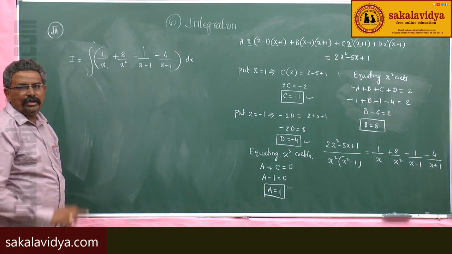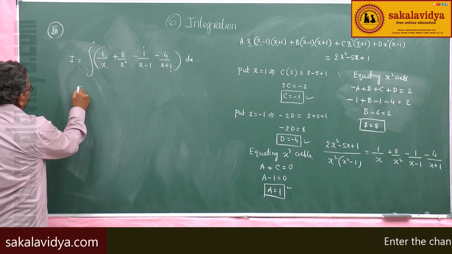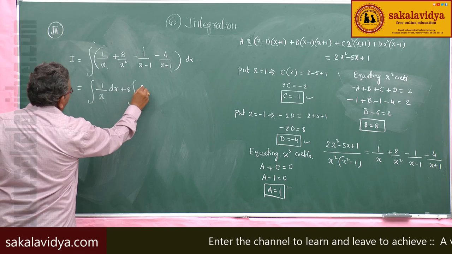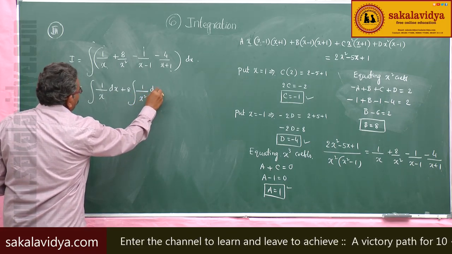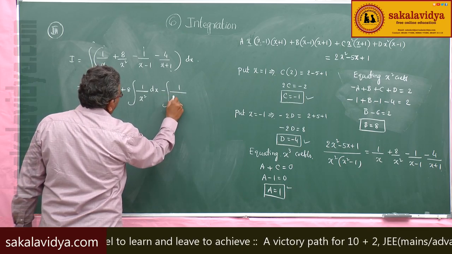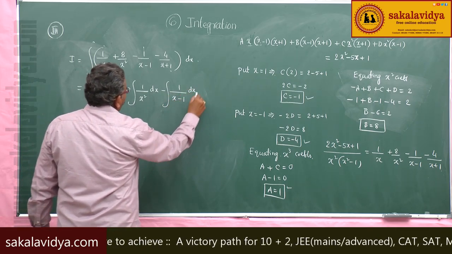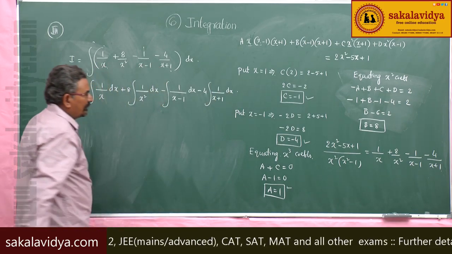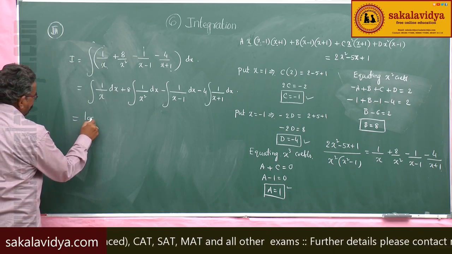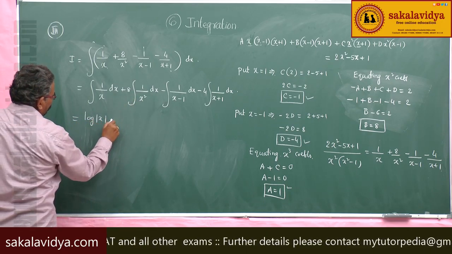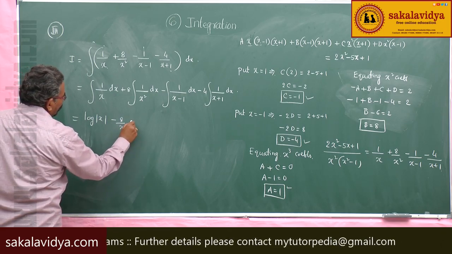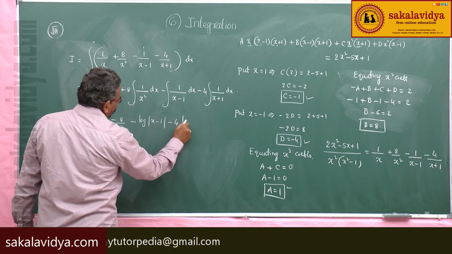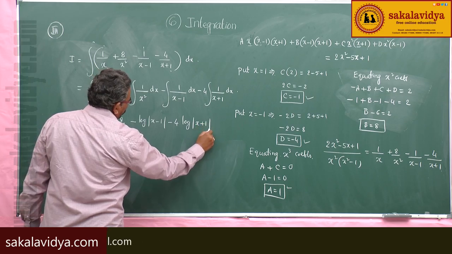Now what shall we do? We have to separate the terms: integral of 1/x dx, 8 common, integral of 1/x² dx, minus integral of 1/(x − 1) dx, minus 4 common, integral of 1/(x + 1) dx. Now this is log|x|, this is −8/x, minus log|x − 1|, minus 4 log|x + 1|, plus the constant of integration.